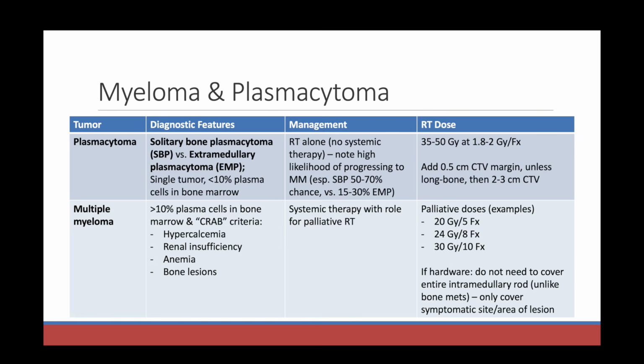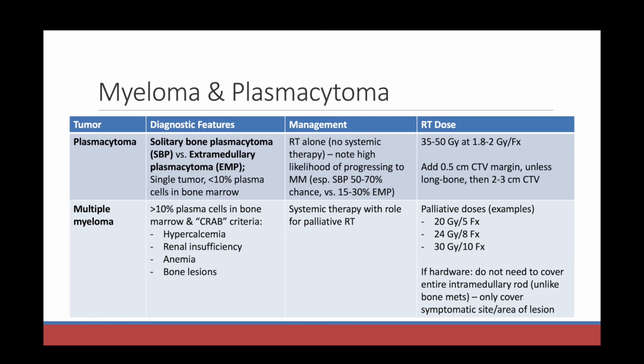Keep in mind that solitary bone plasmacytoma is already in the bone, so it has a higher risk of progressing to multiple myeloma. About 50 to 70% chance. It's still high, 15 to 30% with an extramedullary plasmacytoma, but if it's already in the bone, then you're going to have a higher chance of progressing to multiple myeloma.